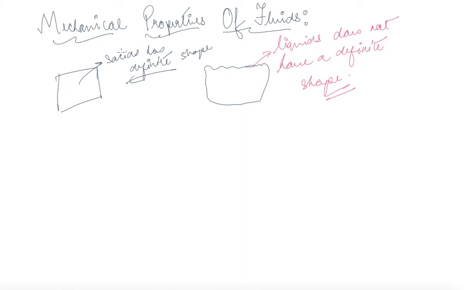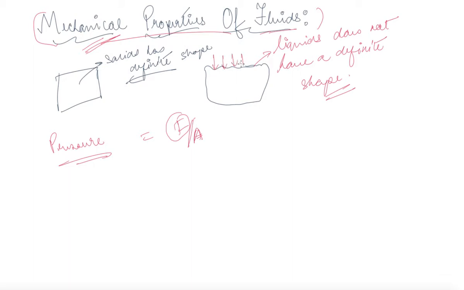The main thing in this chapter that you have to concentrate on is not the properties of the fluids but the mechanical properties. So the first thing that you have to know is what is pressure, and how fluids exert pressure. The formula for pressure is F divided by A, that is force divided by area. Now, if I apply a uniform force F in this container, this force is distributed uniformly over a surface area of A.